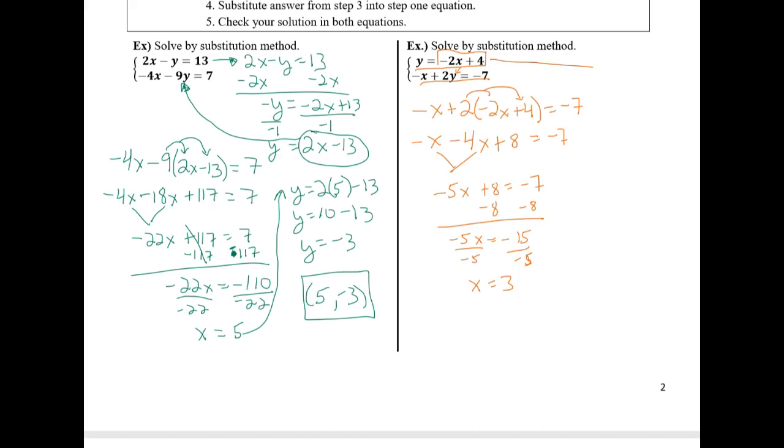Again, I take this one that's already solved for y and replace with the x I found. So negative 2 times 3 plus 4. Negative 2 times 3 is negative 6. And then negative 6 plus 4 is negative 2. So the final answer is 3, negative 2.